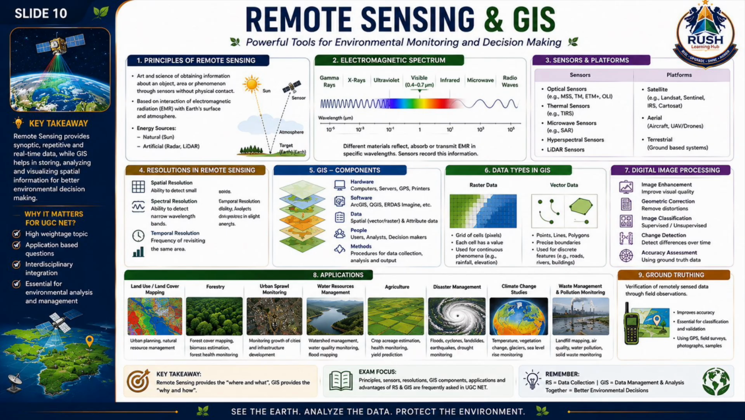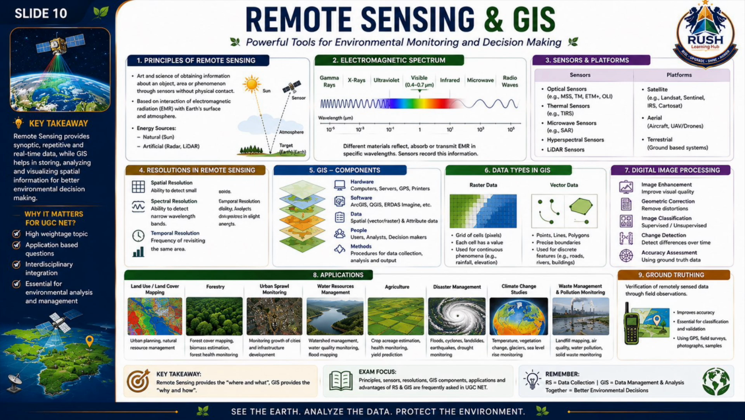The basic components of a remote sensing system include an energy source, atmospheric transmission, interaction with the target, sensor detection, data transmission, and data interpretation. The sun is the primary natural energy source for most remote sensing applications. Artificial sources such as radar and LiDAR are also used in active remote sensing systems.